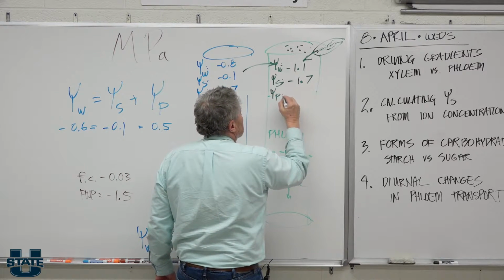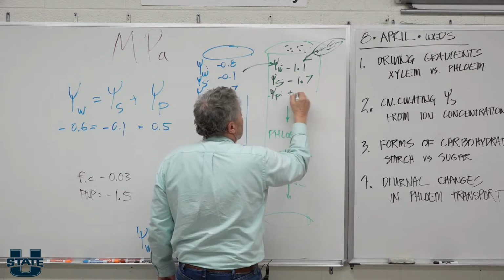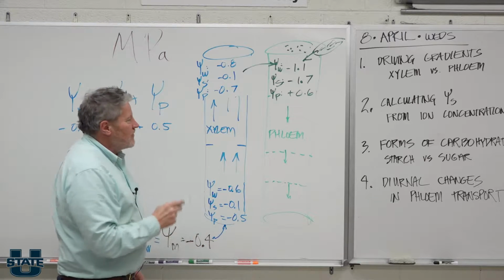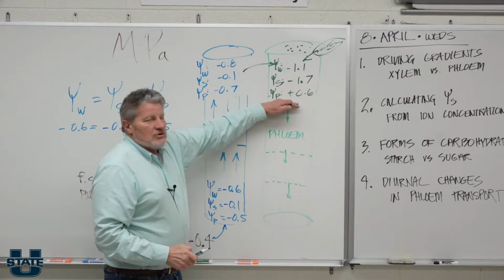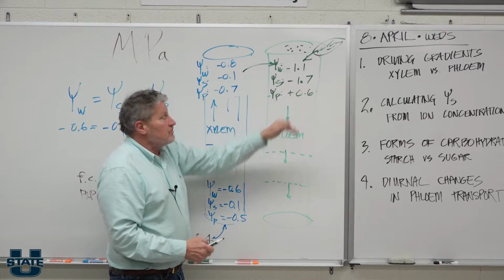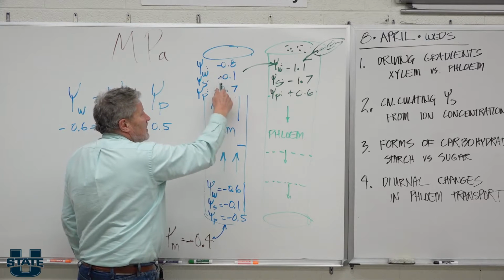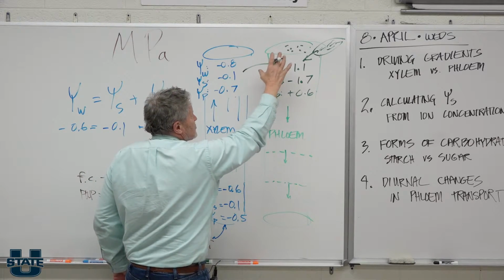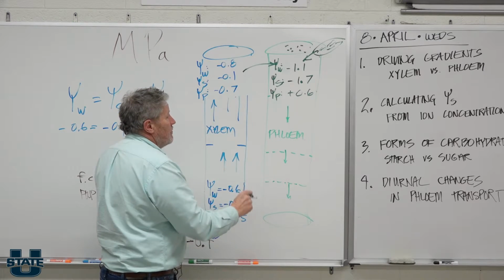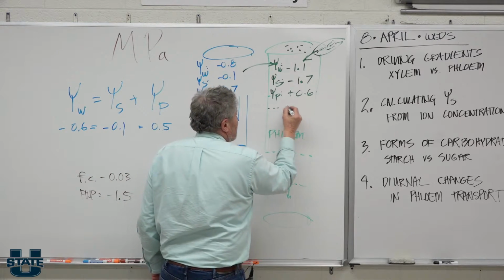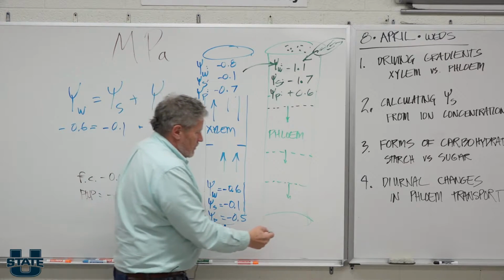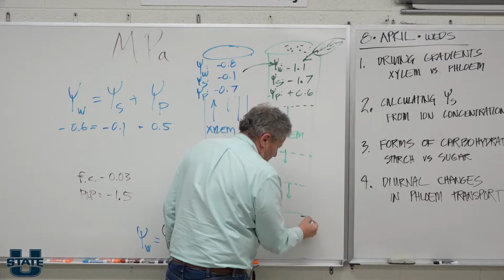What's the pressure potential right here? It's plus 0.6. For the first time, there's a positive number here in the phloem, a positive pressure potential. Here it's negative, negative, but all that sugar sucks the water over, and this has turgor in the phloem. Remember, it's living. Here's the dotted line. It's living.